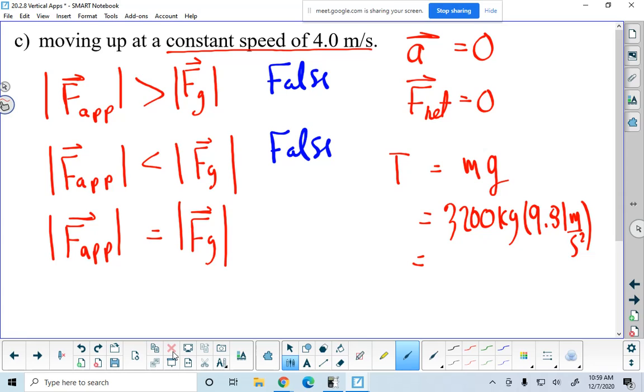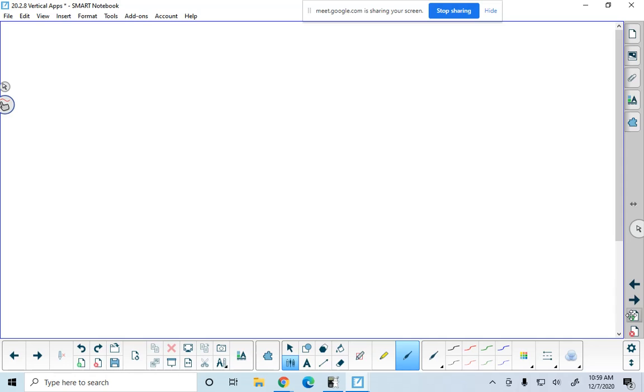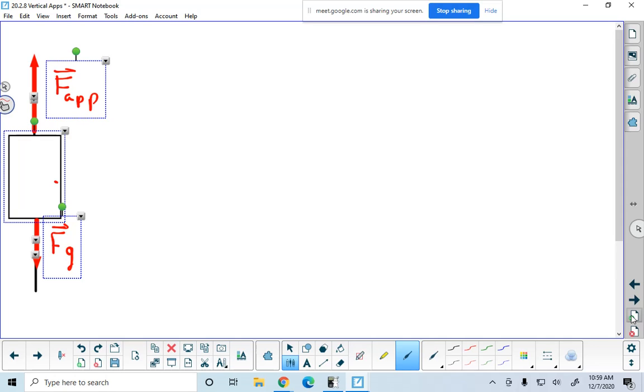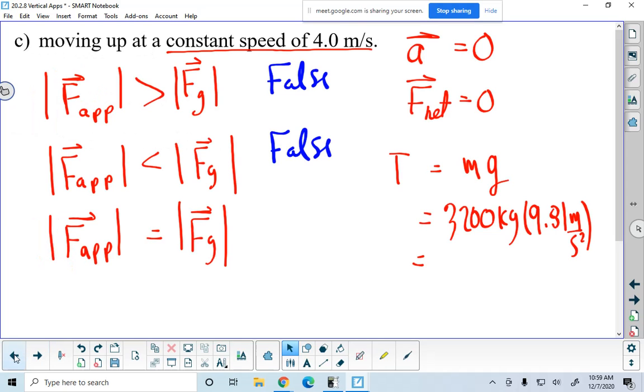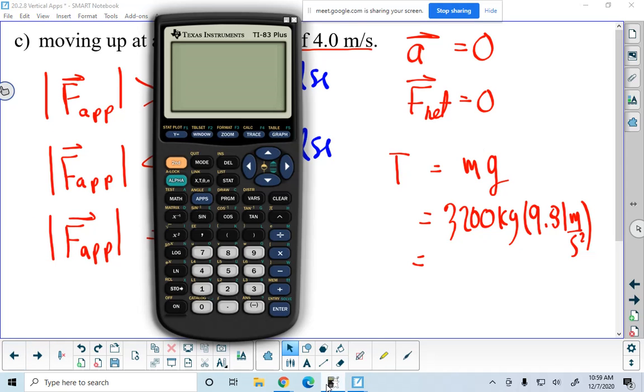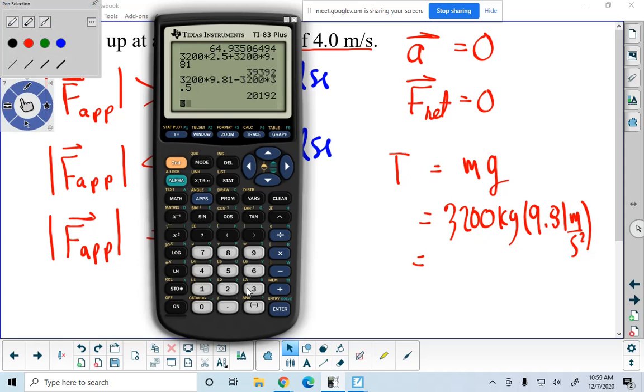But because of our free body diagram, which I wonder if I still have in my page. Yeah, I do. The free body diagram for C looks like this. Those two forces are exactly equal. So when we find Fg, we will have found the tension. So the answer to the question is 31,392 newtons.